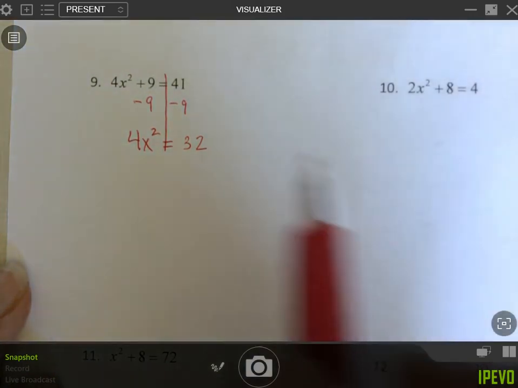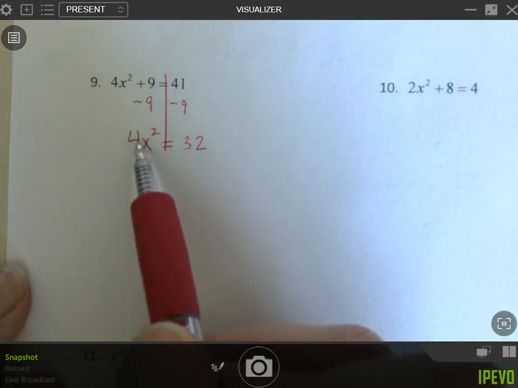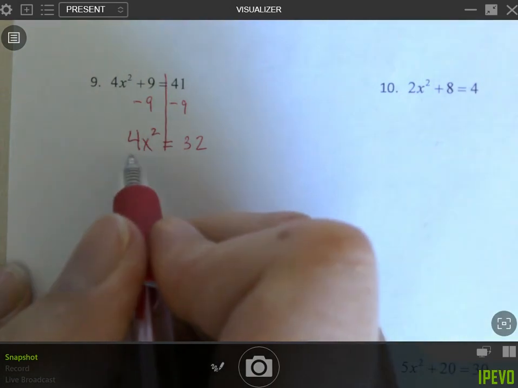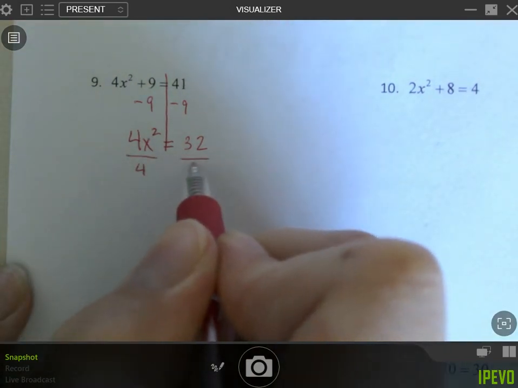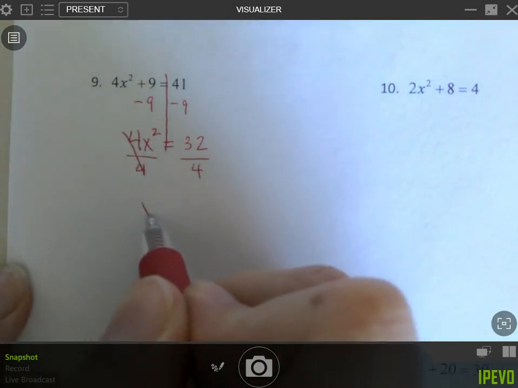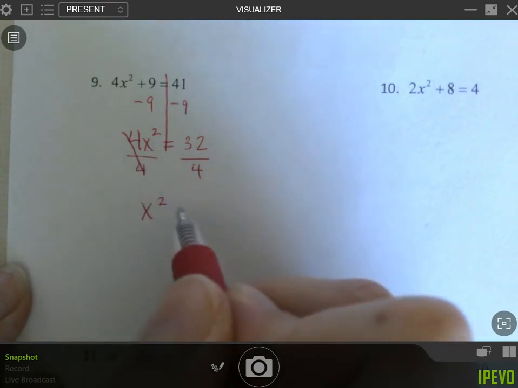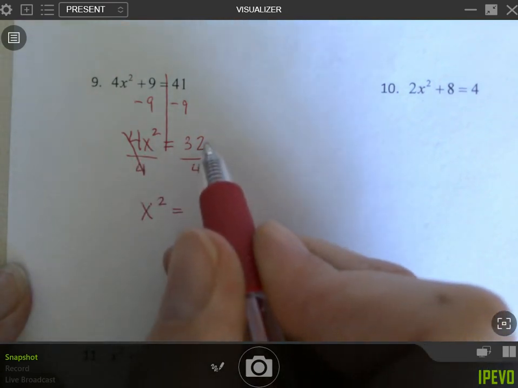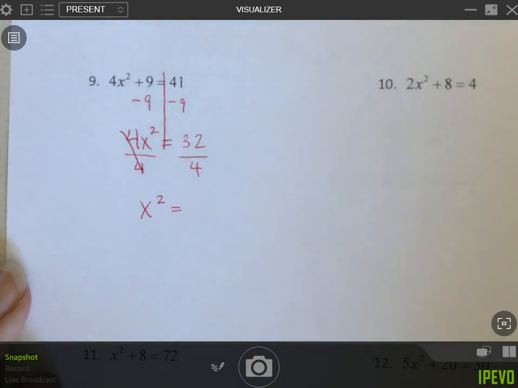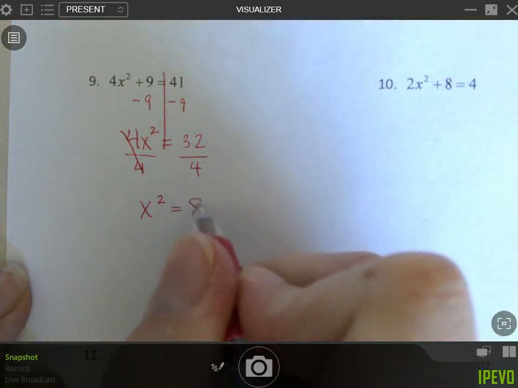Now, if I wanted to, I really could take the square root because the square root of 4 is 2. Please get in the habit of isolating the x squared because a lot of times people do mess that up. You want to only take the square root of just the term that is squared. Now, 32 divided by 4, can I do it? Do I get a nice whole number? So reduce your fraction, it's 8.